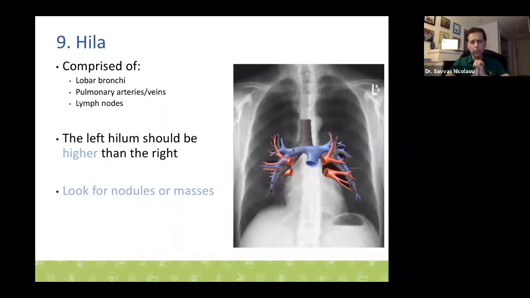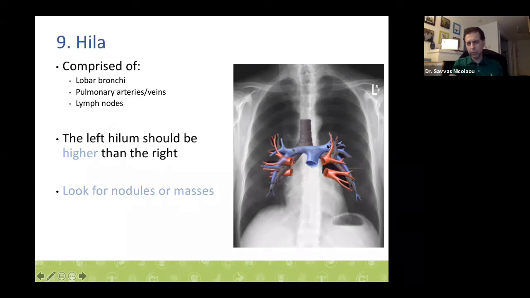So the hilar are comprised of lobar bronchi, pulmonary arteries and veins, and lymph nodes. So the blue indicates the pulmonary arteries, right upper lobe pulmonary artery, descending into lower pulmonary artery. On the left side, the hilum, the left main pulmonary artery does not branch. You can see the branching here. So the right pulmonary artery, the main pulmonary artery, branches within the mediastinum into the right upper lobe pulmonary artery and descending into lower pulmonary artery.